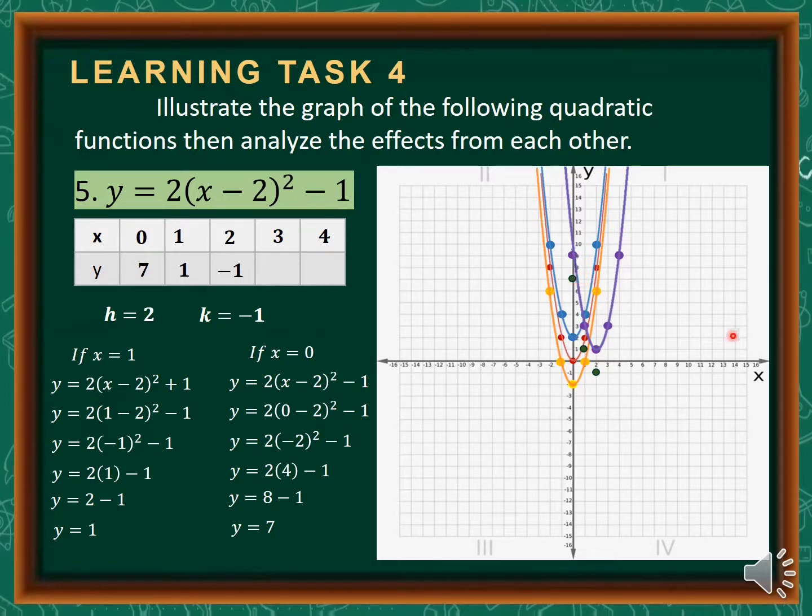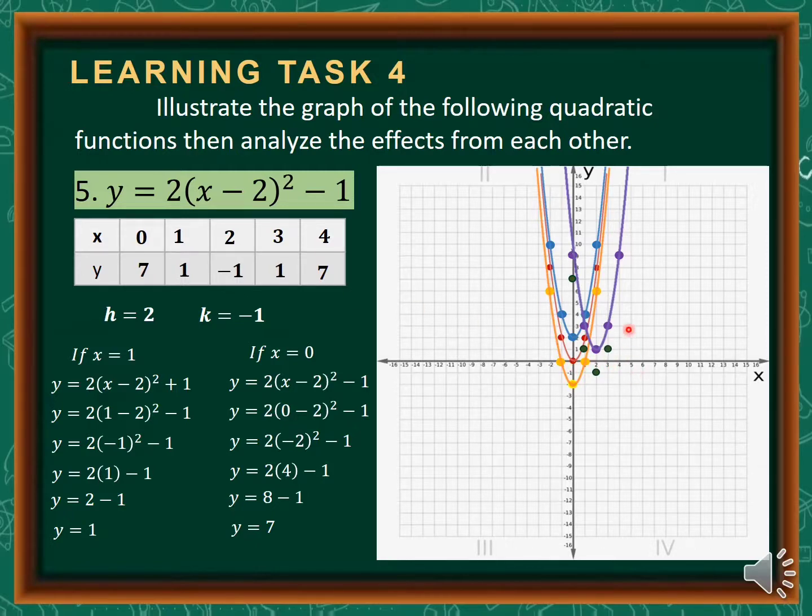Next is 3. Okay, ano yung value ng 3? We have 1. How about yung 4? 7. So 3, 1 and 4, 7. Ayun, andoon ang 3, 1. How about 4, 7? This one.